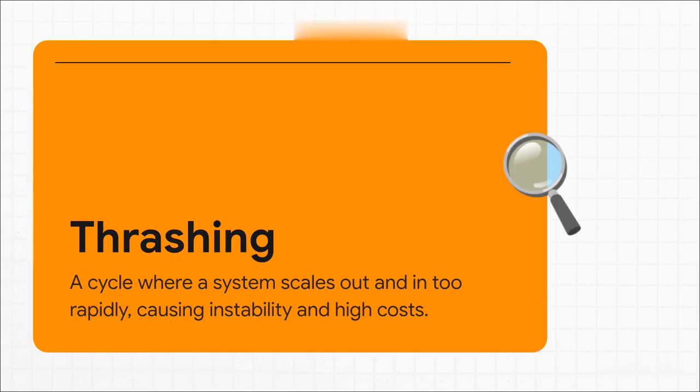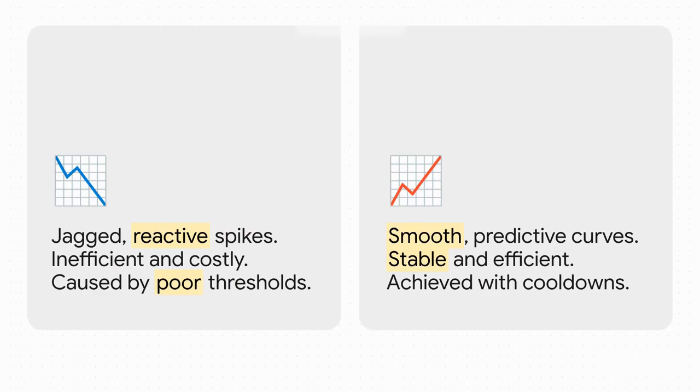All right, now for that big pitfall I mentioned. This is the one you really have to watch out for. It's a nasty thing called thrashing. It happens when your scaling rules are just way too sensitive. The system scales up for a tiny brief spike, then the load drops so it immediately scales back down, just in time for the next tiny spike. It just keeps bouncing up and down in this frantic, useless cycle that makes your app unstable and costs you money.